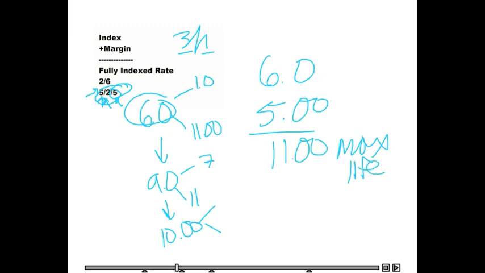So even though, based on this adjustment, if you looked at just the periodic cap of 2%, that would tell you it could go up to 12%. But you have this lifetime cap that you're subject to. So the maximum you can go to is 11%, but you could go down to 8 because the 2% goes up or down.